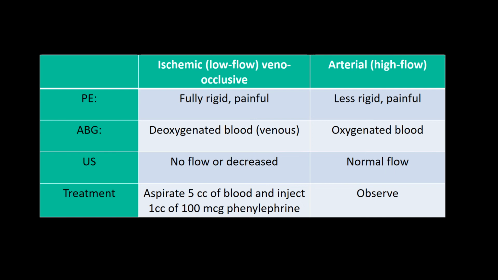The arterial or high flow, the physical exam, you're going to see it's less rigid but still very painful. The ABG will show oxygenated blood. The ultrasound will have normal flow, and the treatment is observation. The reason you don't inject phenylephrine in the arterial high flow priapism is because you're going to cause severe hypertension if you do so. So in this case, the treatment for arterial high flow is just observe.